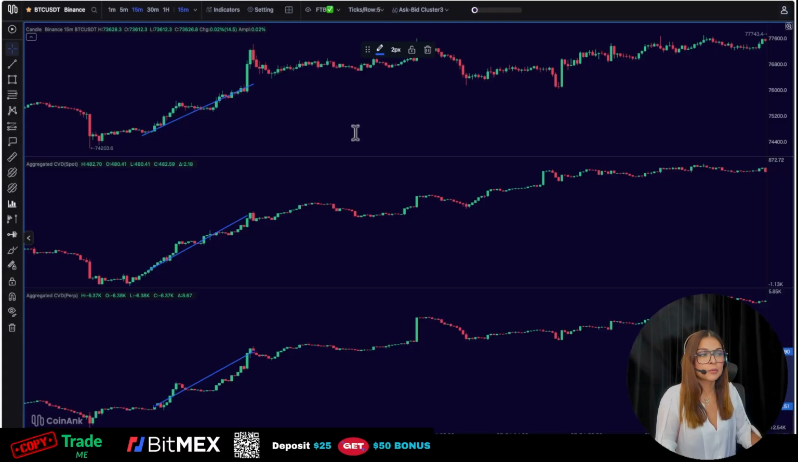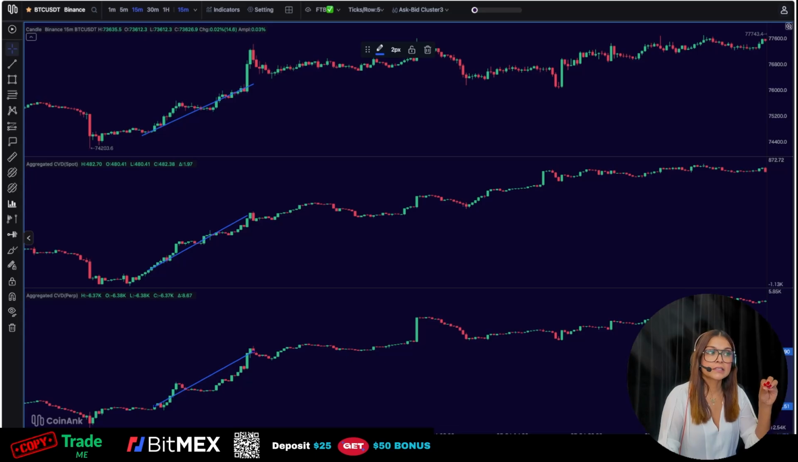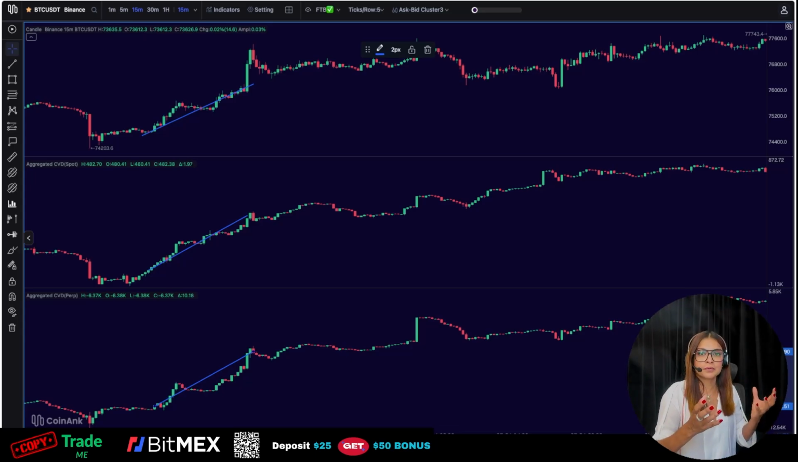So for example, if spot is buying and perps are selling, the spot narrative will usually win. Okay, does it happen all the time? No, nothing in trading happens all the time. We have high probabilities of it happening, but nothing is 100% of the time. Now, another thing is that we look at the shape of the divergence.